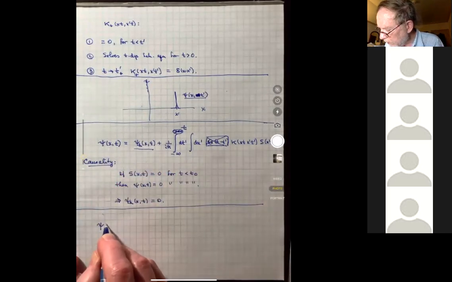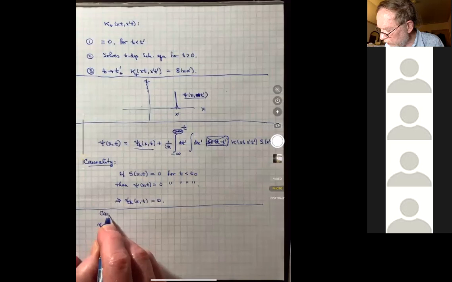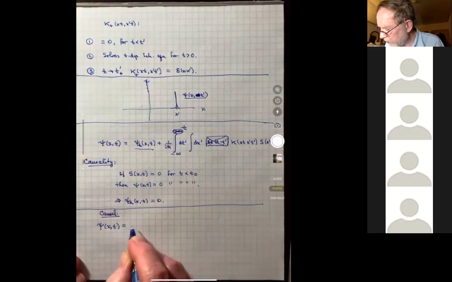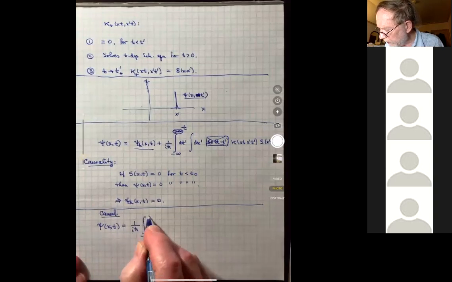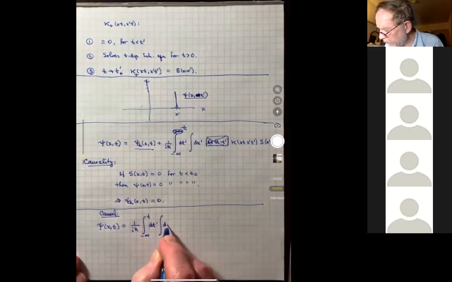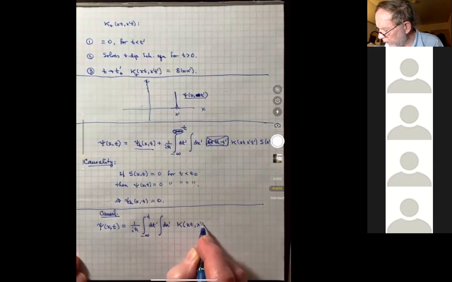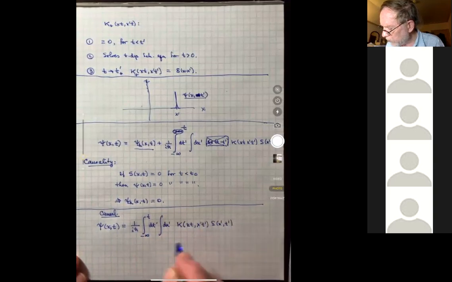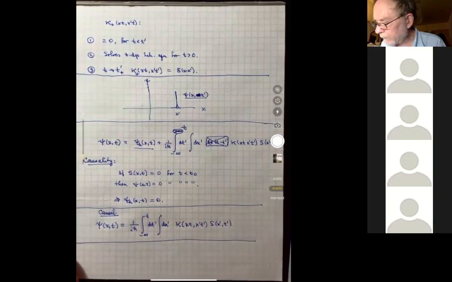And let me write that out then. So I'll call this the causal solution. We've got psi of x and t equal to 1 over i h bar, the integral from minus infinity to t dt prime, the integral over x dx prime of the k without the plus or minus subscript, x t, x prime t prime, and then the source x prime t prime. And so that's kind of a useful result, which in fact I'll come back to a little later.